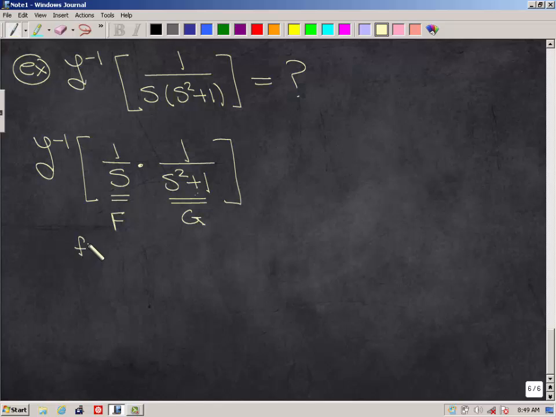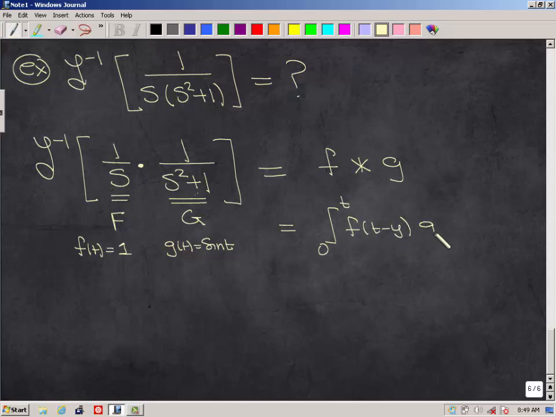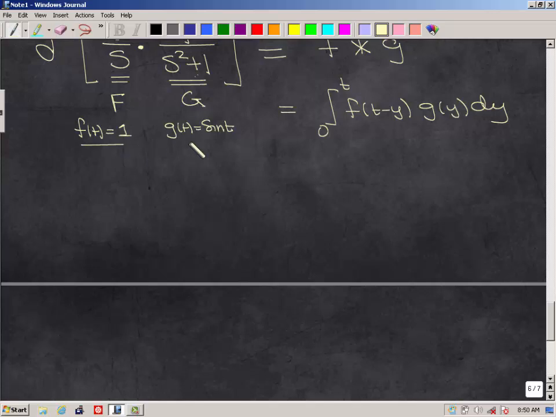So what is little f of t? If big F is 1 over s, little f would be what? Just 1. And if big G is this, what is little g of t? It'll just be sine of t. Now, what did we learn? We learned that the inverse Laplace of a product of two transforms is just the convolution. So that means it's the integral from 0 to t of f of t minus y times g of y dy. That's what it is. What is little f and little g? We just know them. They're right here.